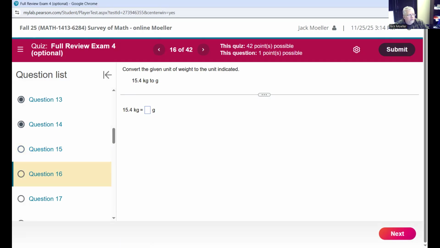Kilograms to grams. So what's the conversion there? Kilo means 1,000 of the basic unit. So 1,000 grams is 1 kilogram. So we're going to put 1 kilogram on the bottom, 1,000 grams on top. We're multiplying by 1,000.